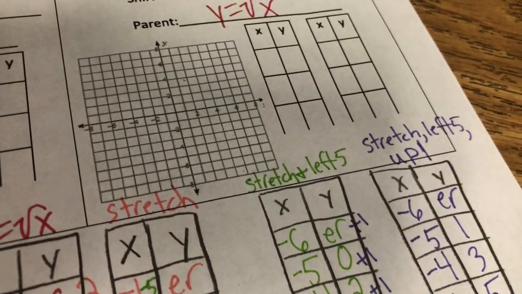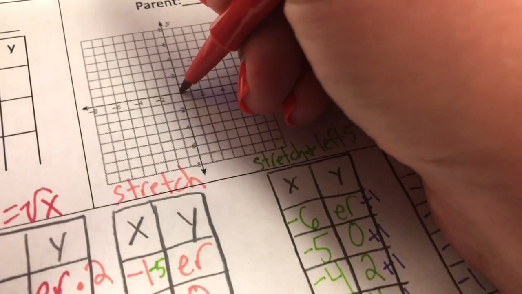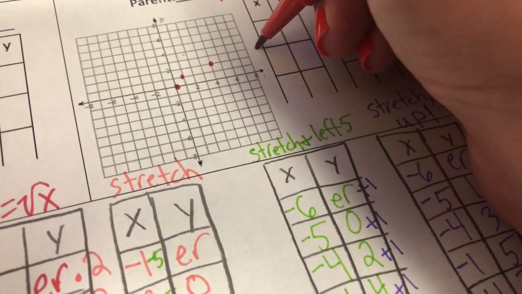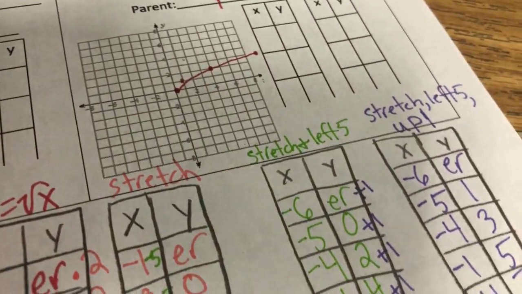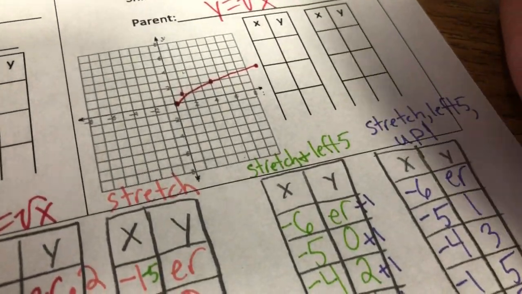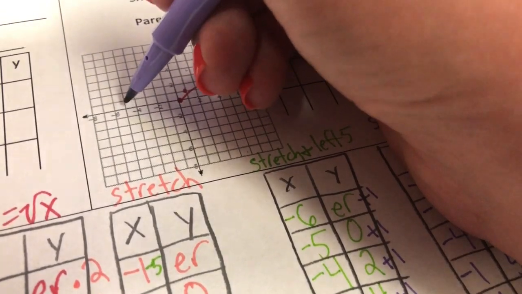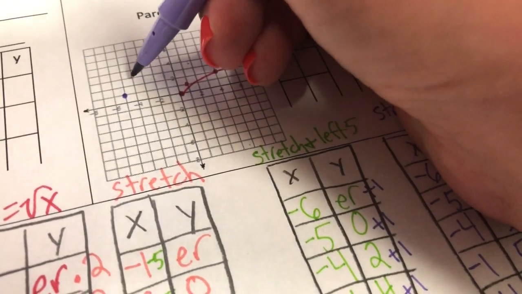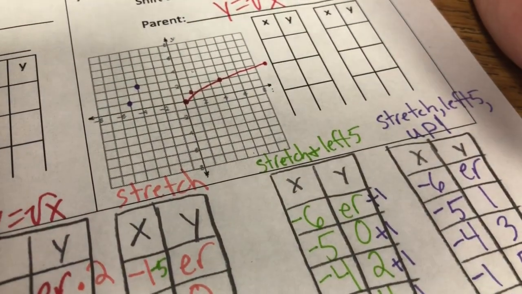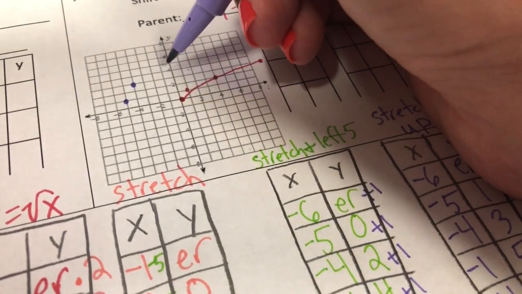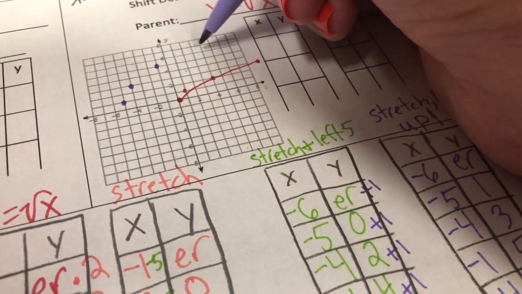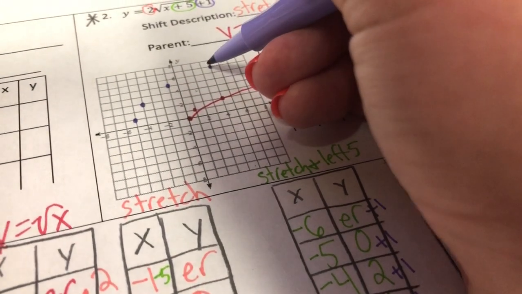So we can graph these on the graph. Our parent function was 0, 0, 1, 1, 4, 2, and 9, 3, which is there. And our new graph is -5, 1, -4, 3, -1, 5, and 4, 7. So there is our new graph.